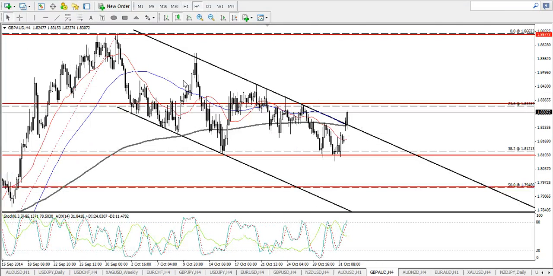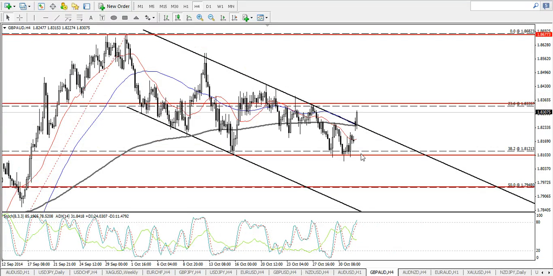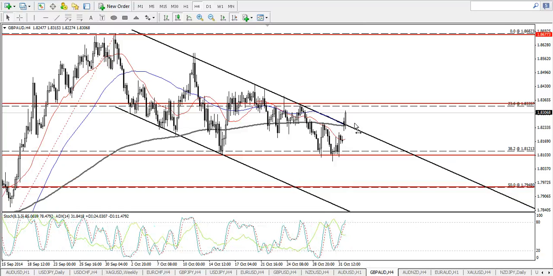Next, we can look at the pound against the Australian dollar. Right, back in the 4-hourly chart, there was supposed to be a falling trend channel, and then it got supported at the retracement level of 30.2% at the price of 1.81, and then it started to rebound and break above the falling trend channel.